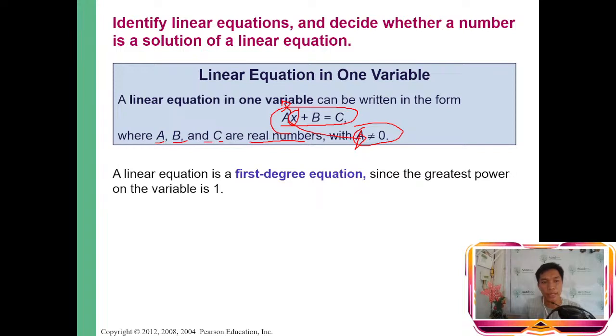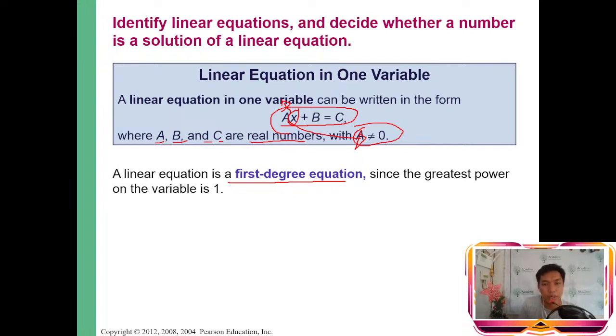A linear equation is a first degree equation. If you say first degree, it means the greatest power of the variable is 1. It must be power one.